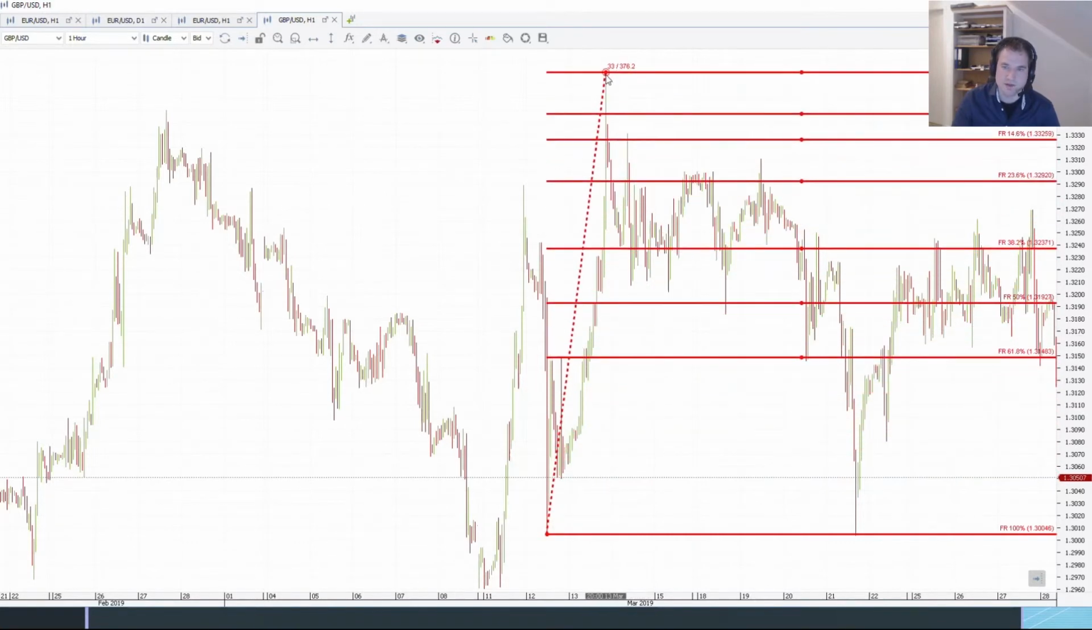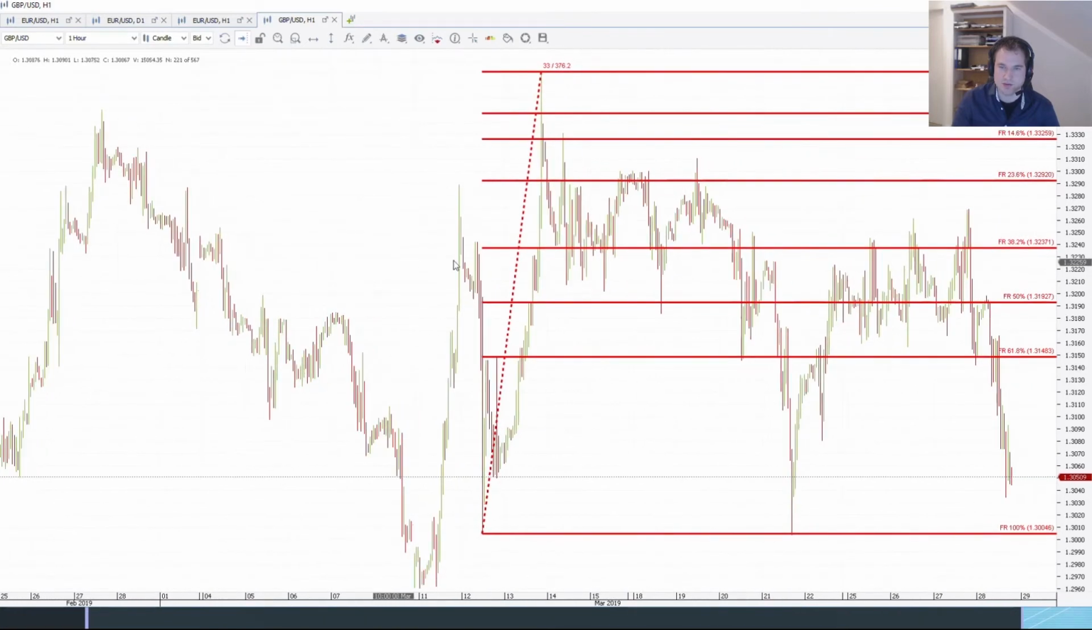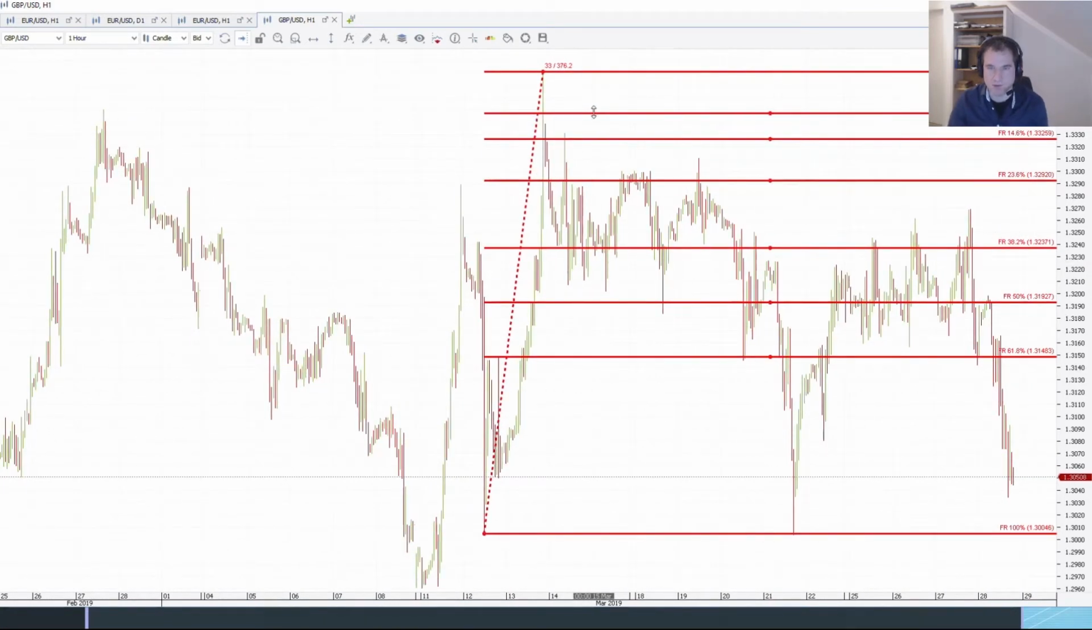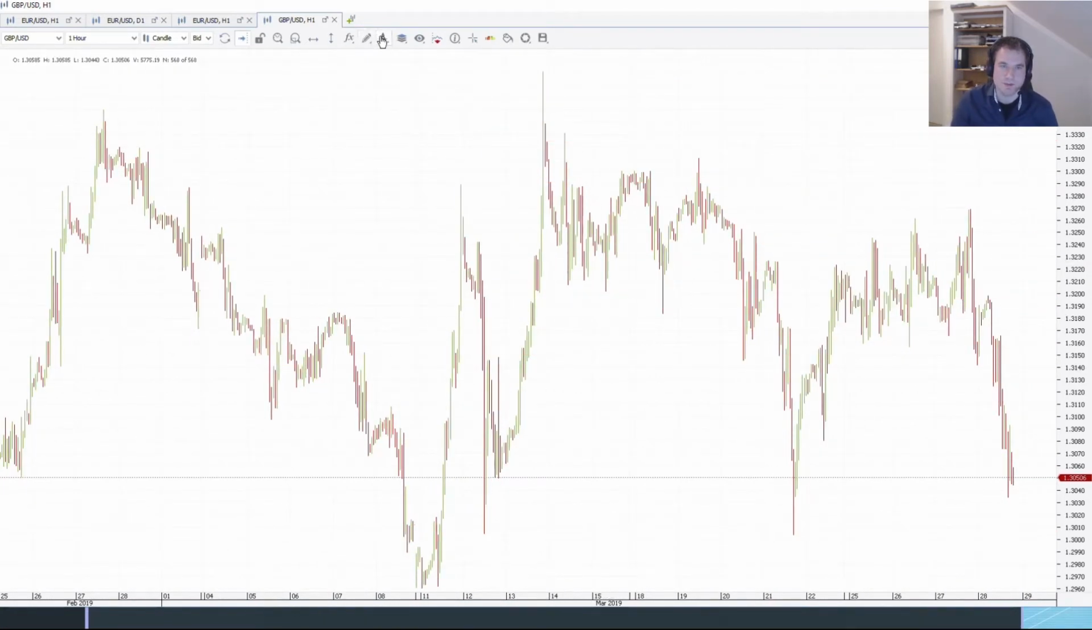So we take this one in note, and you can see how well we respect the 61.8%. Once the 61.8% has been breached, we cannot use this Fibonacci retracement anymore. So we need to draw a new one. And this is exactly what we are going to do in the next part. So we're going to take the new Fibonacci retracements.